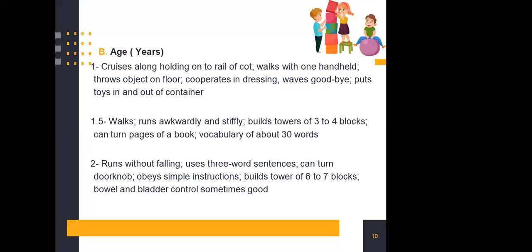30 words. And in 2 years of age, the child can run without falling, uses 3 sentence words, can turn doorknobs and obey simple instructions, and can build tower of 6 to 7 blocks. And bowel and bladder control is sometimes good during this age.